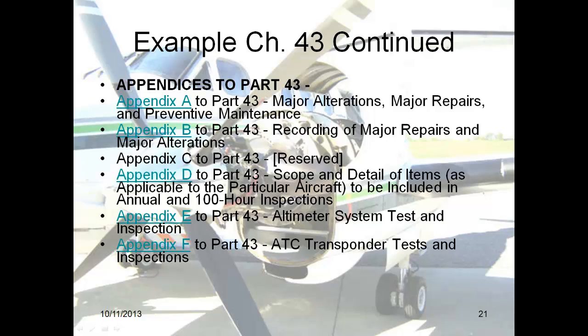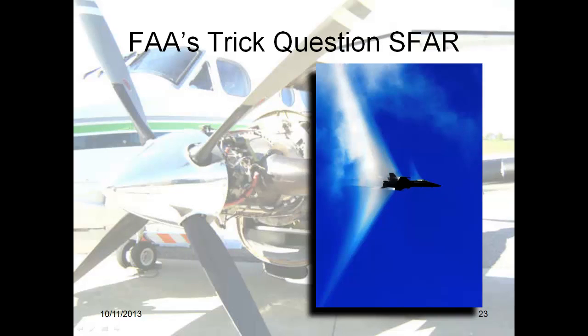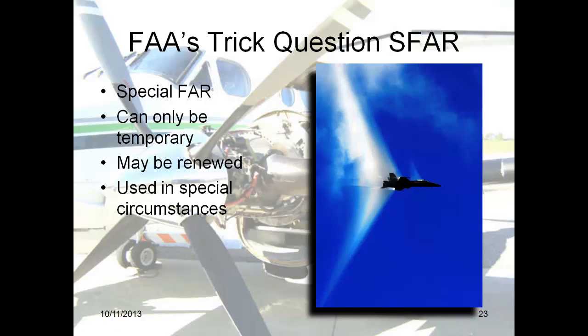Okay, here we zoomed in a little bit on these appendices to Part 43. You can see there's about 5 appendices. One is empty. It says reserved, Appendix C, but these are all appendixes or appendices that are in Part 43. 43 happens to be the section on maintenance regulations. The FAA's trick question is what I call this. This is a Special Federal Aviation Regulation, or SFAR. An SFAR is a temporary regulation.